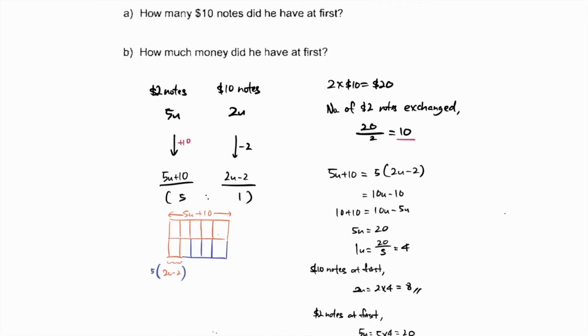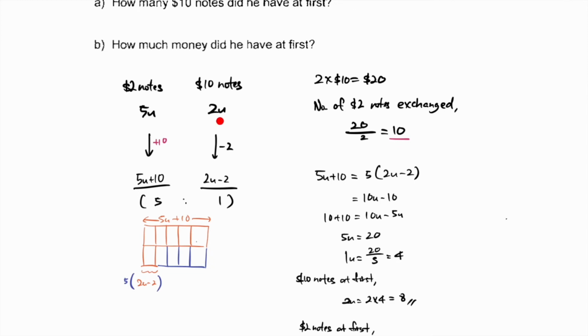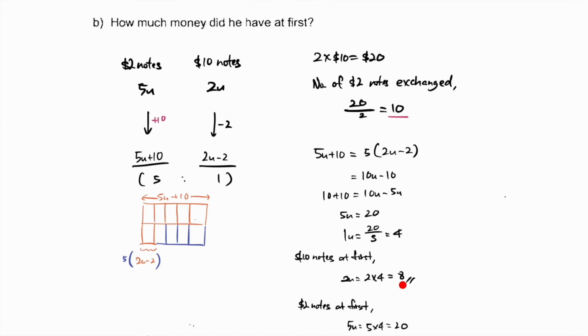How many $10 notes did he have at first? $10 notes at first, that's 2 units. That's what we're interested in. So if 1u is equal to 4, 2u is equal to 8. Part B, how much money at first?